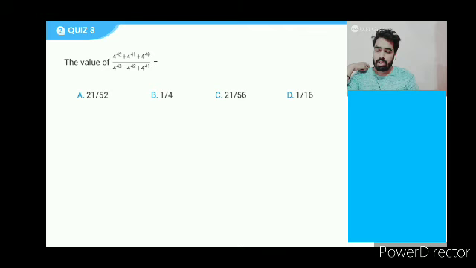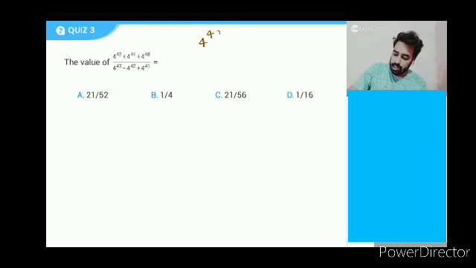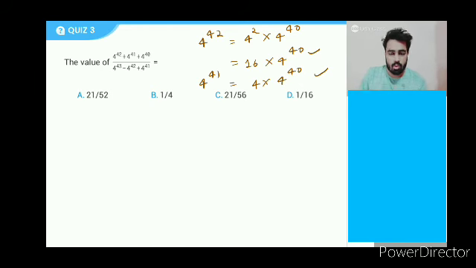So what you can see is that you can convert. You need to take common 4 power 40 from the numerator as well as the denominator. I'll give you a hint. 4 power 42 is 4 power 2 into 4 power 40, or you can write it as 16 into 4 power 40. ठीक है, 4 power 41 कितना हो जाएगा? This will be 4 into 4 power 40. So in this manner, you need to substitute values. Whatever things you can take common, take it and then simplify it.